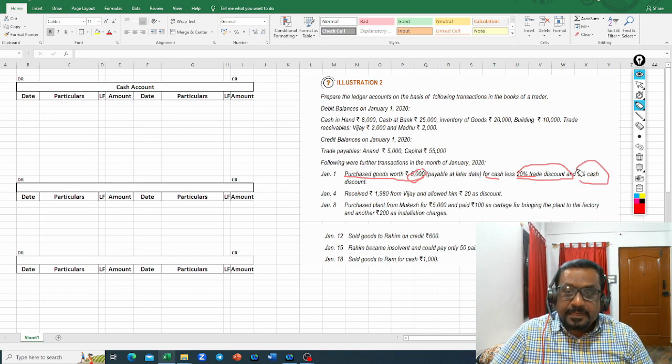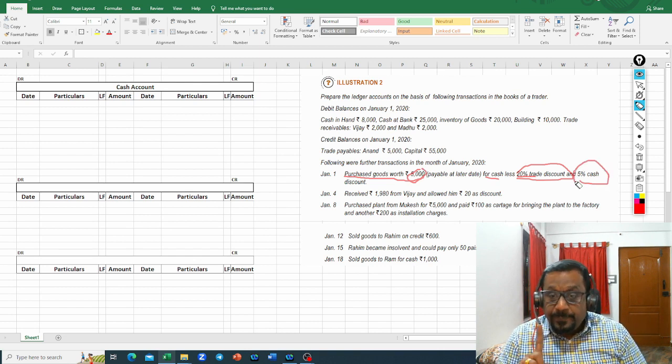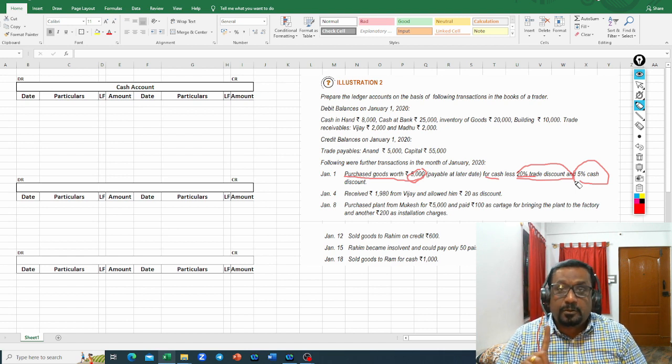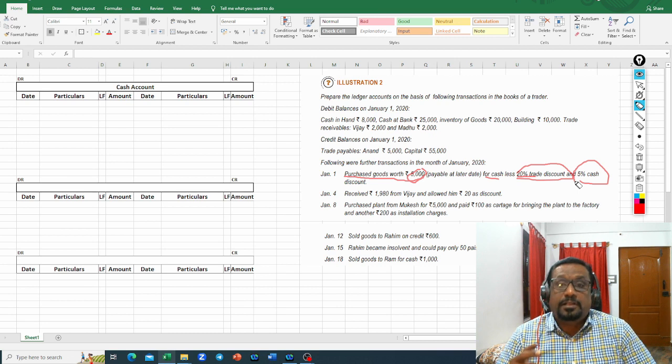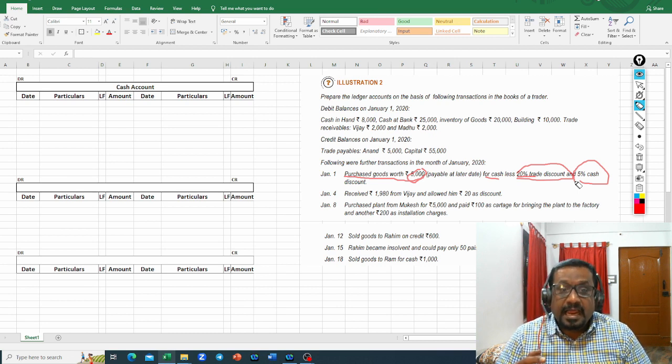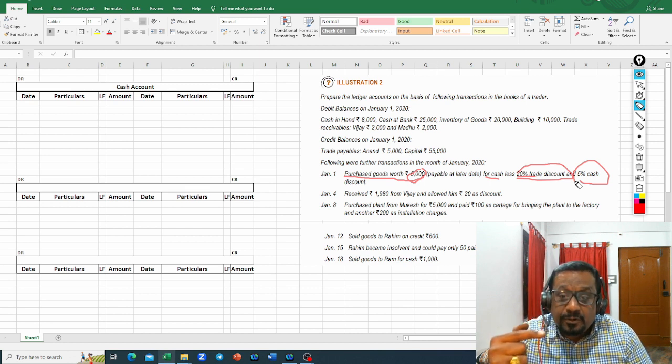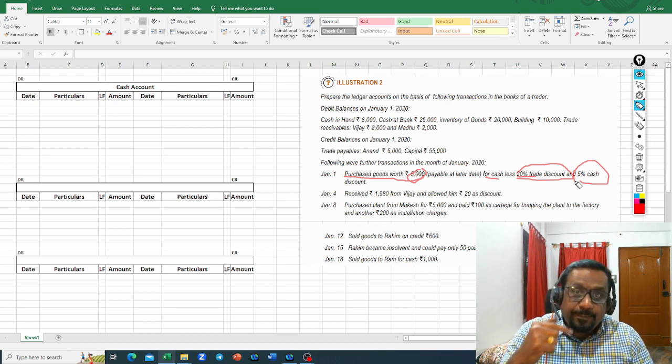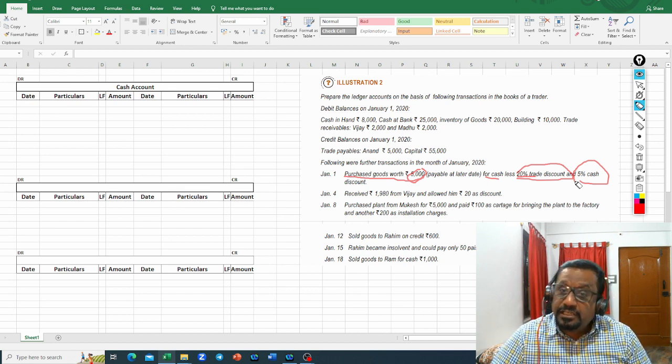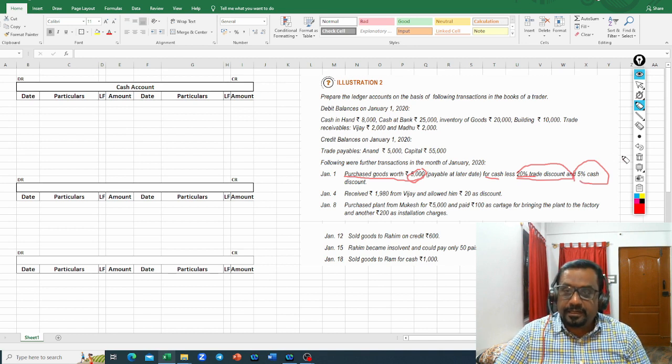Next, 5% cash discount. This 5% cash discount has to be disclosed in the books of accounts. The reason is that cash discount is the discount given to the buyer at the time of making payment to the supplier. So the cash discount has to be accounted, right?